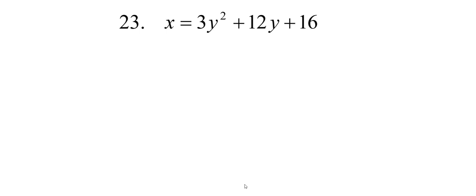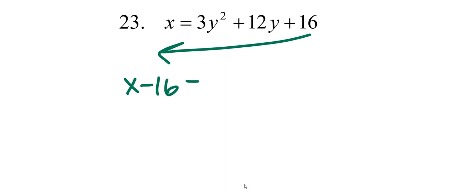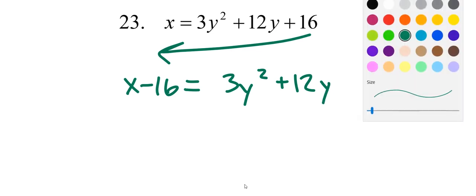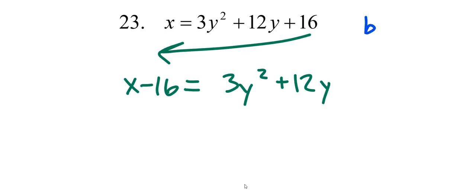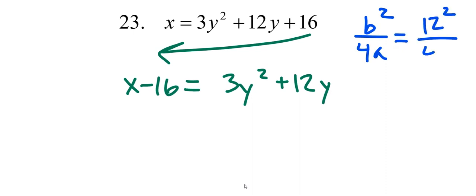All right, now I'm going to push that 16 out of the way. And what are we going to add? B squared over 4a. 12 squared over 4 times 3. We are completing the square. It is 12, that's true. Nice.